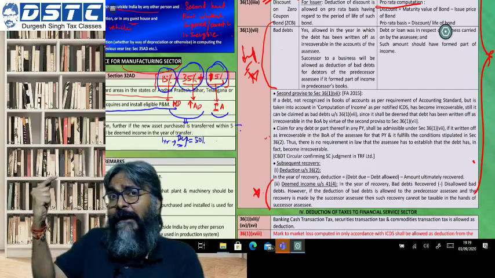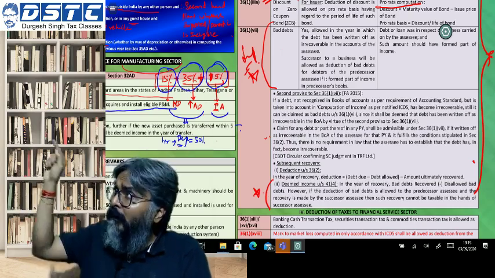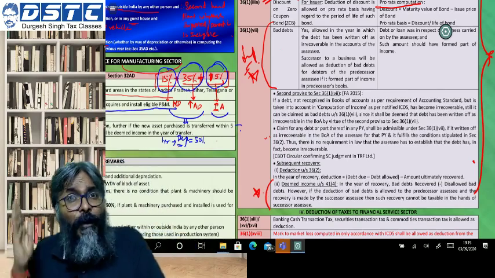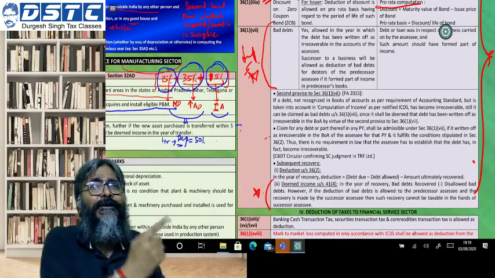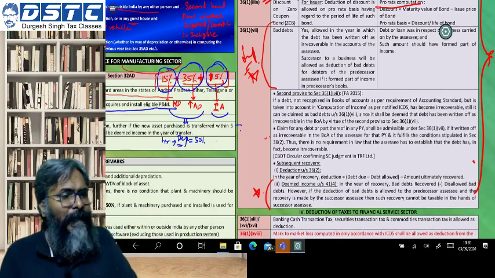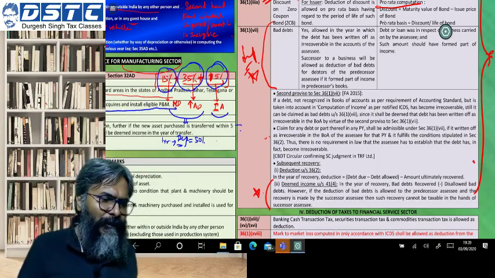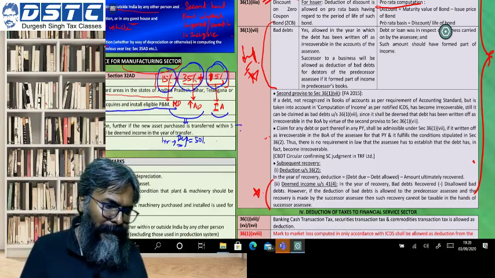Thereafter, subsequently, whatever is the debtors amount in your balance sheet, you will write it off in your books of accounts as bad debts. And that is what will be allowed as the deduction of bad debts.